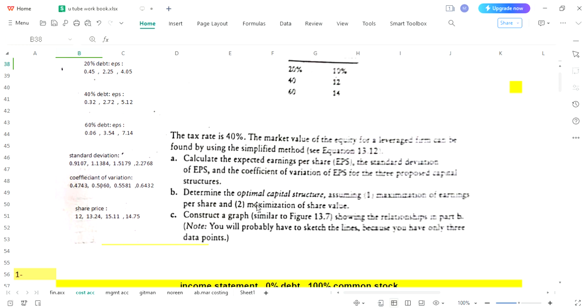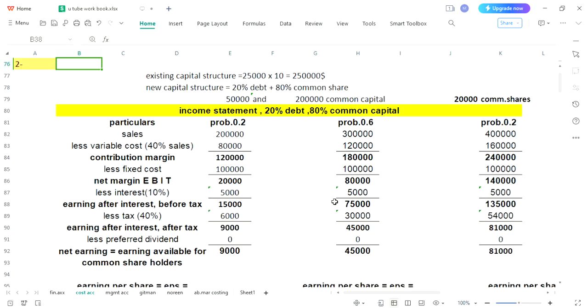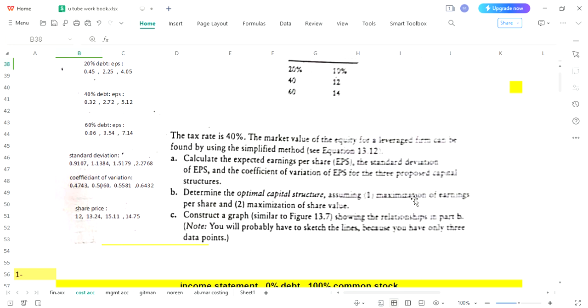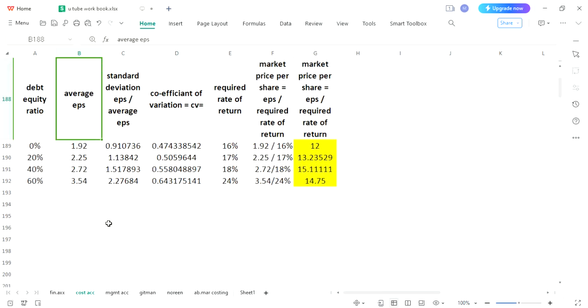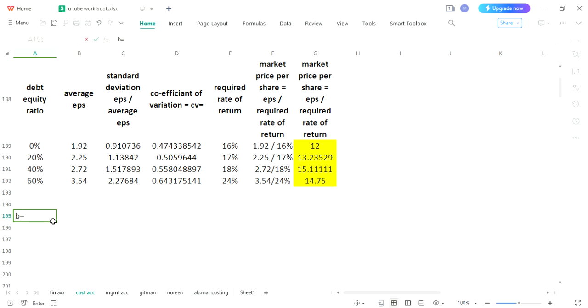And B part, optimal capital structure. For this, two categories are mentioned. Maximization of earning per share. EPS we will see first. This is your B part we are going to start. EPS, average EPS is mentioned over here. You can see this 60-40% debt has maximum EPS.